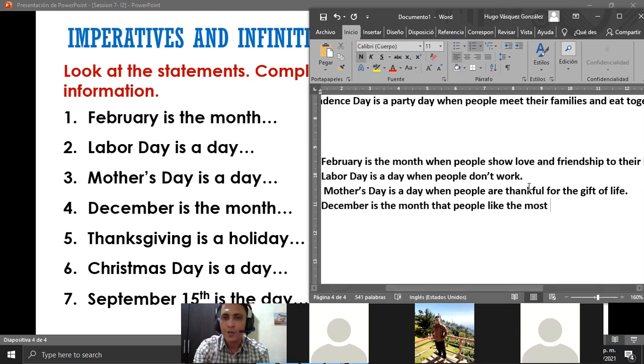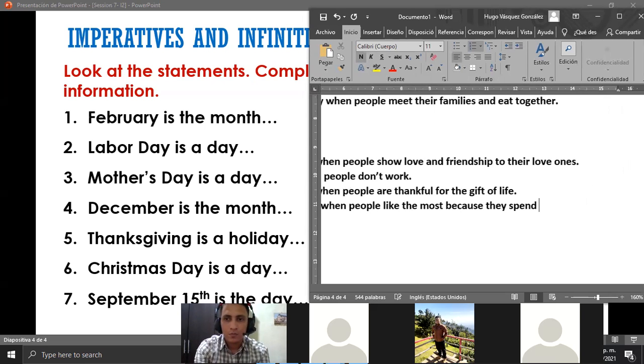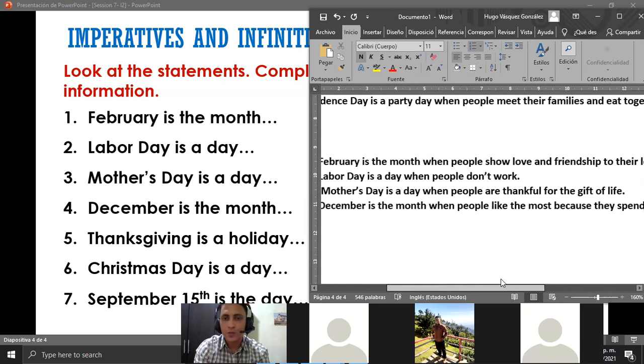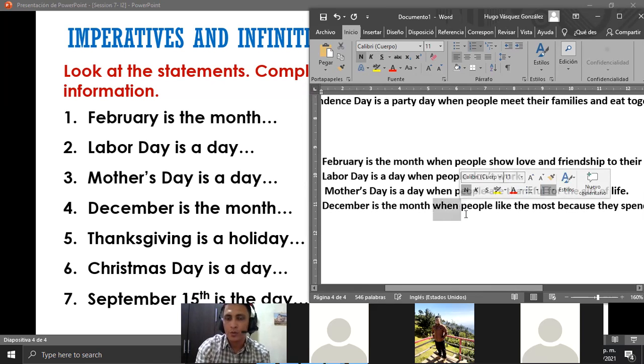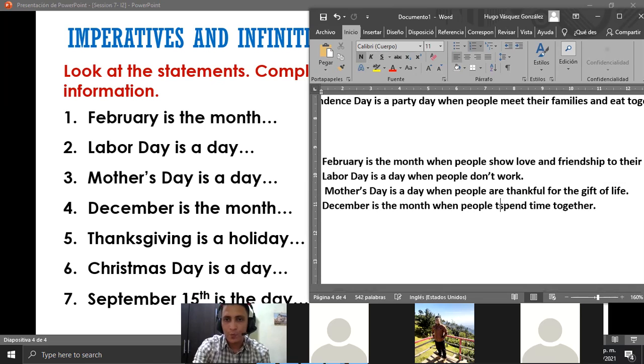Just one observation. Remember that you have to use the structure: December is a month when people like the most, because they spend time together. Okay, just be careful. The idea is really good. December is the month when people, well, I would change it, because when you say "when people like the most," that doesn't make sense. Probably you can say just: when people spend a lot of time together. Okay.